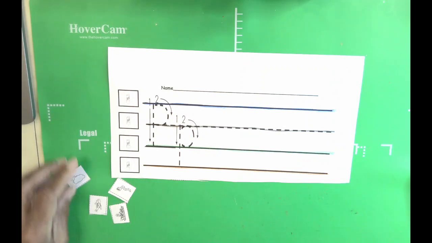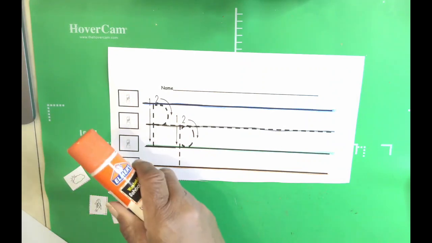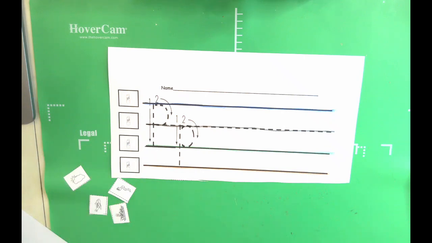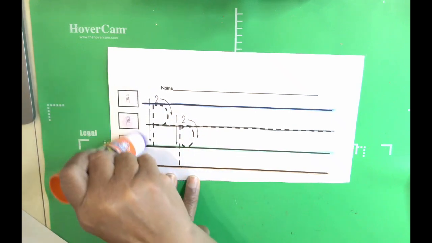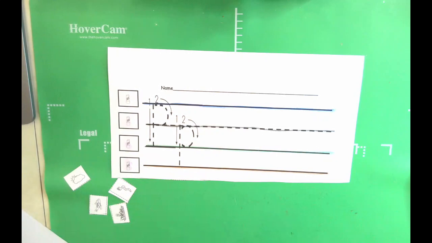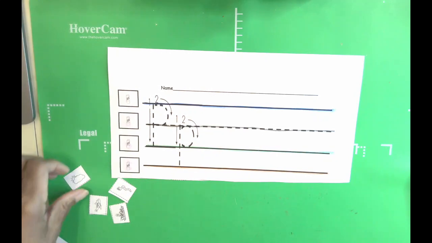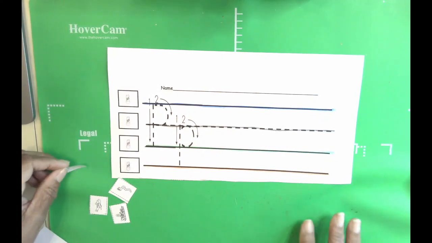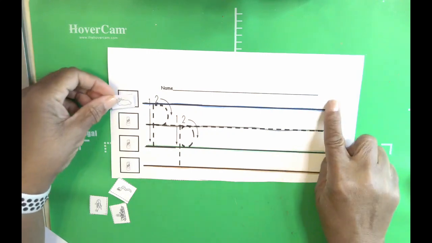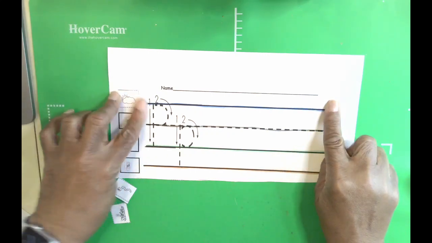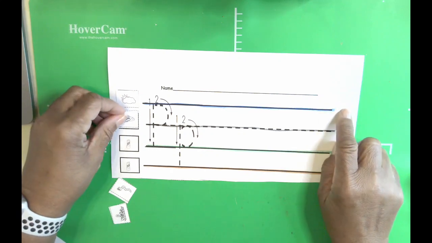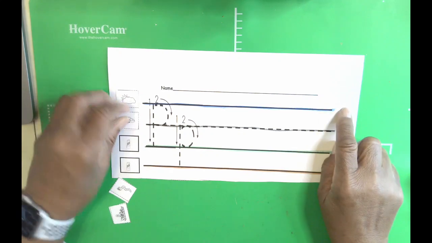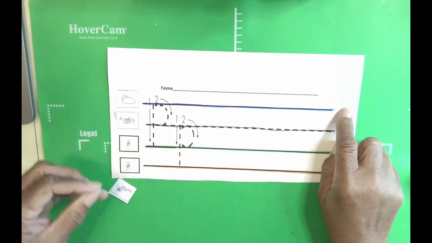You're going to need your glue stick. And this is what I like to do. I like to take my glue stick and just do one swipe on each box. Then take my pictures and put them in. The first line is the skyline. The second line is the plane line. The third line is the grass line.